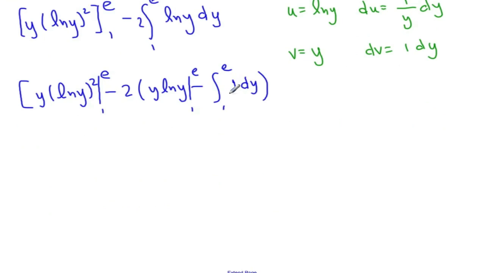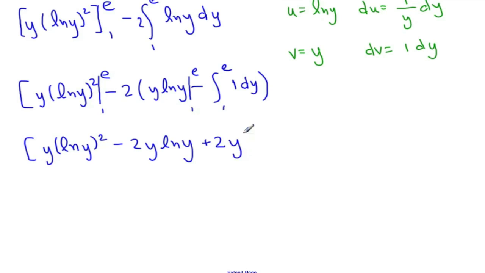Okay, so the integral of 1 is just y, so now I'll rewrite this whole thing. y (ln y) squared minus, distribute this 2, we get minus 2y ln y, distribute this minus 2 here, and we get plus 2, integral of 1 is y. Okay, and this is from 1 to e.